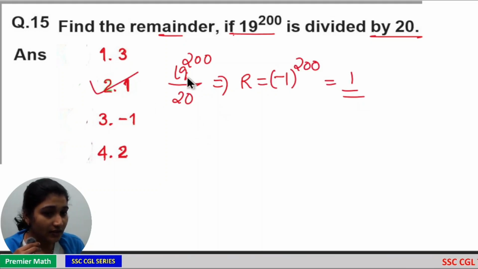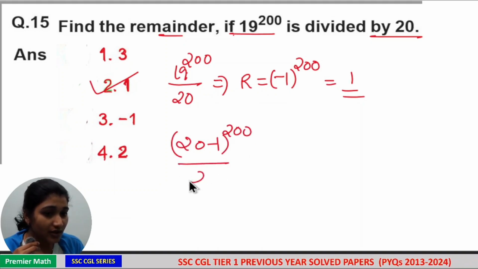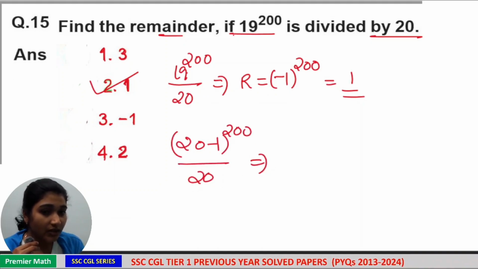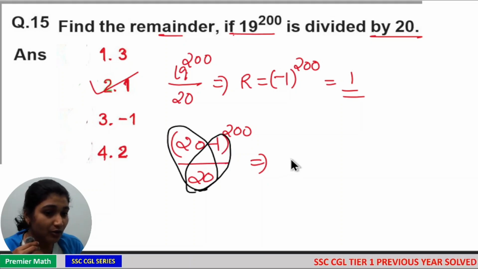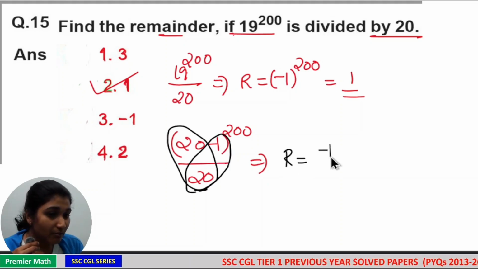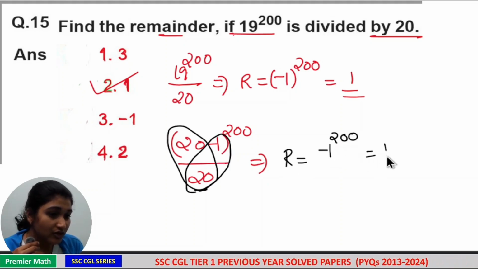That is, here 19 I can write as 20 minus 1. So 20 minus 1 raised to 200 divided by 20 means here 20 by 20, remainder is 0. But here minus 1 by 20, remainder is equal to minus 1. So remainder is minus 1 raised to 200, which is 1.